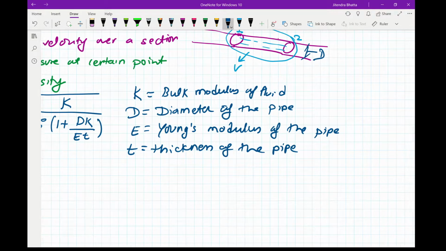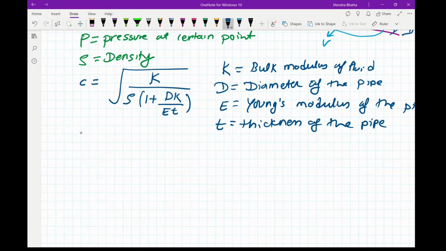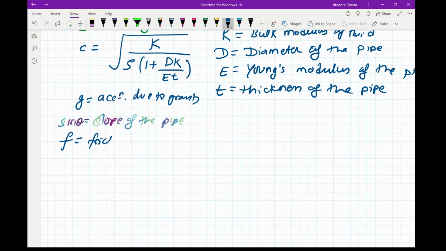of the pipe. Now if you look into the cross section of the pipe, what you'll have here is something like this. This will be your T, thickness, and this will be the diameter of the pipe, and you will have fluid flowing in here. G will be acceleration due to gravity. Sine theta is the slope of the pipe, and F is known as the friction factor.